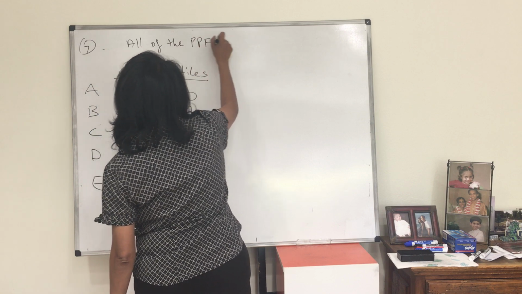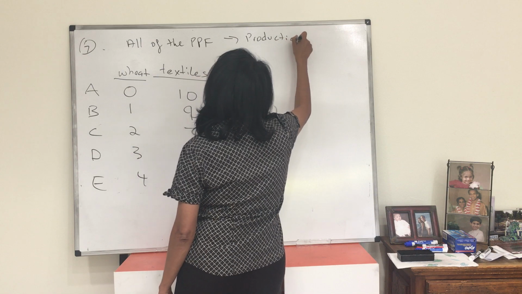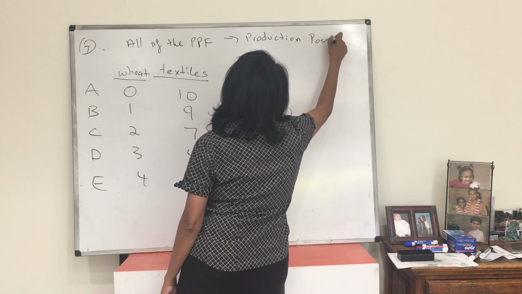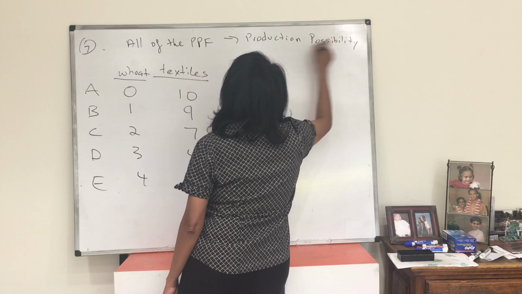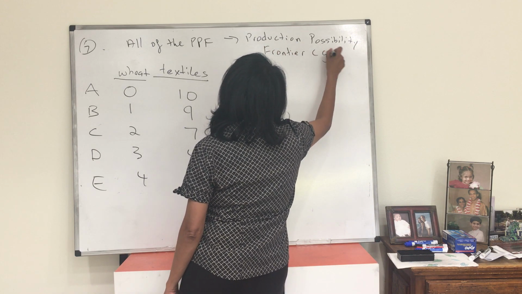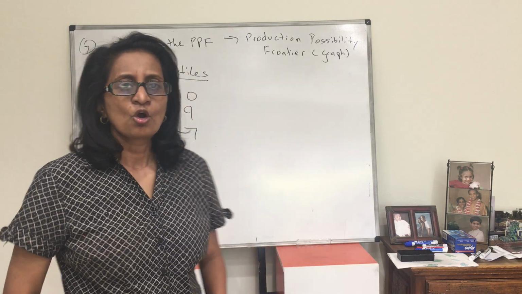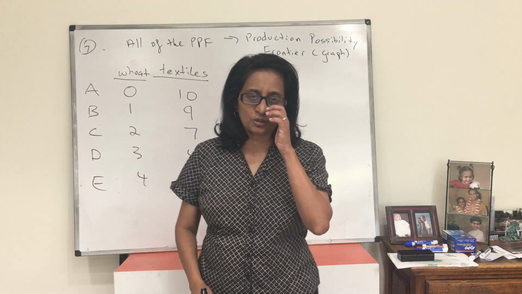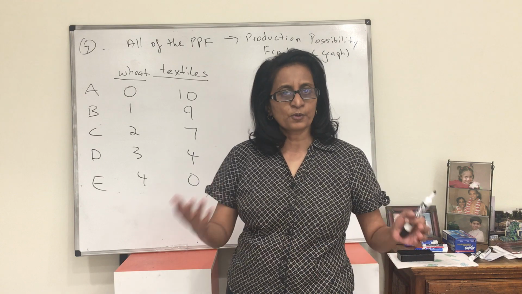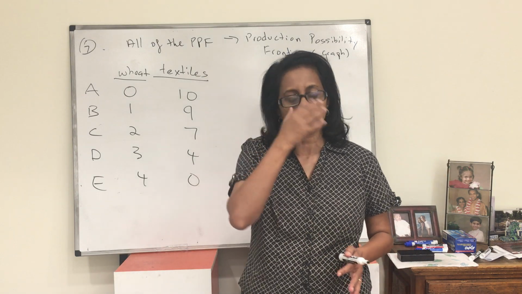Oh, I'm sorry, I forgot to mention. The PPF is called the production possibility frontier. And basically, it's the graph we just drew. It's the graph that depicts all possible points of production, right? Using up all of your resources, available resources to its fullest production and technology, okay?